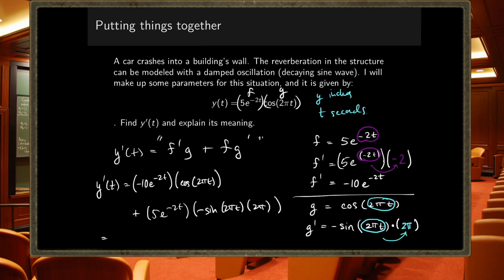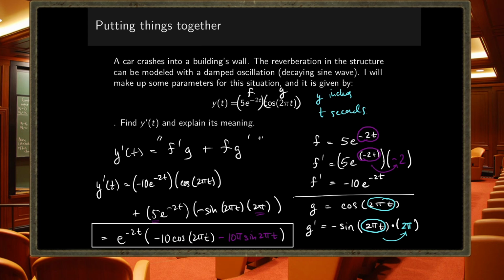One way you'll see it often is that they'll pull out the e to the minus 2t, and I'll actually do that here. So we'll pull out a factor of e to the minus 2t, and we'll be left with negative 10 cos 2 pi t. And then I'll combine the scalars here. So I have a scalar of 5 and 2 pi and a negative. So this will be negative 10 pi sine 2 pi t. And you could also pull out a factor of negative 10 here. I'm not going to, mainly because I'm out of room. But this would be the derivative for this function.